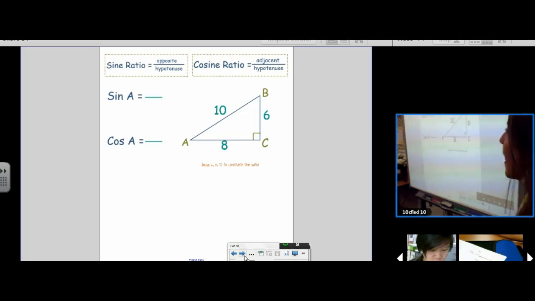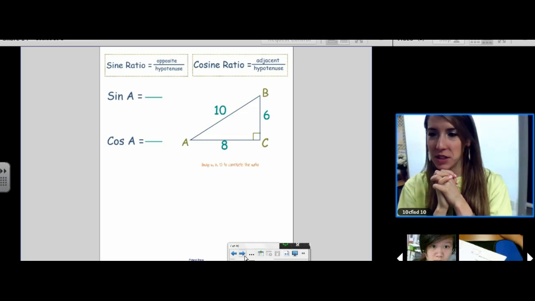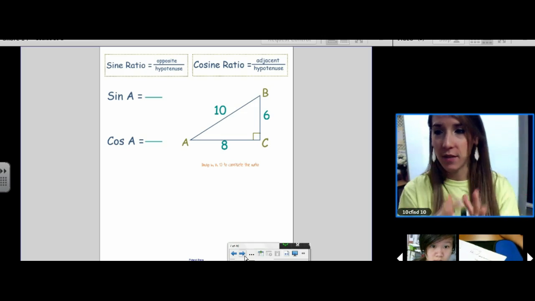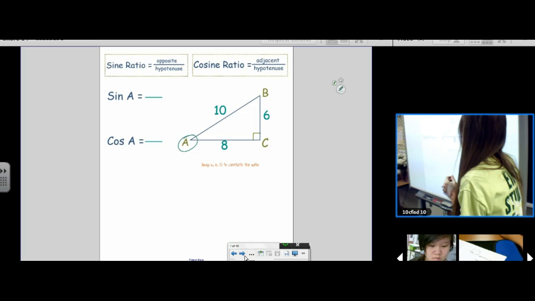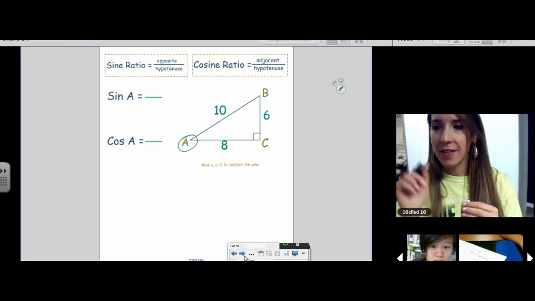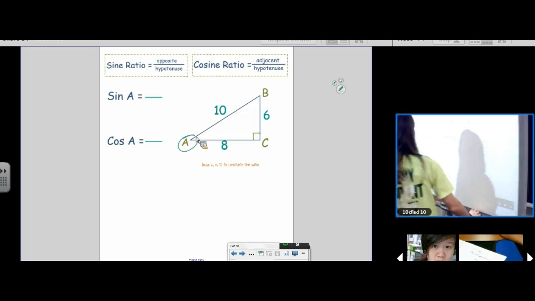All right, it wants the sine of A. Just like in the homework, I don't want you to press the sine button. I don't want you to do any math other than reducing a fraction. Okay, sine of A. So we are at angle A. That's our perspective. And the sine ratio says opposite over hypotenuse. So what is opposite of A?